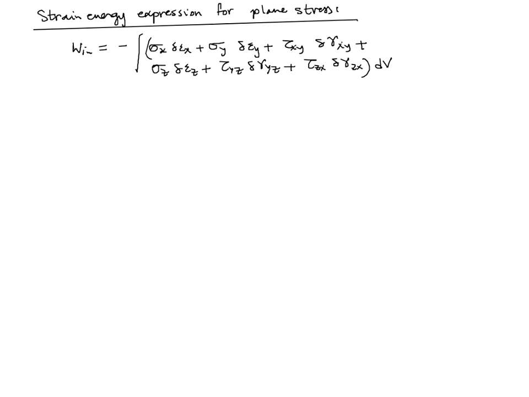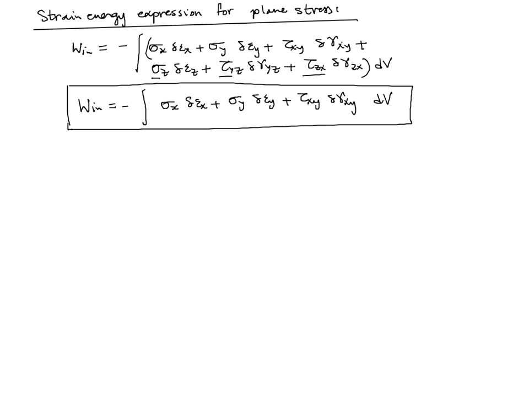d volume. So the nice thing about this is, since sigma z is zero, tau yz is zero, and tau zx is zero, because we're dealing with plane stress, then although delta epsilon z is not zero, all the out-of-plane terms disappear. So we end up with W internal equals, and this is the virtual work by internal forces in the case of plane stress.